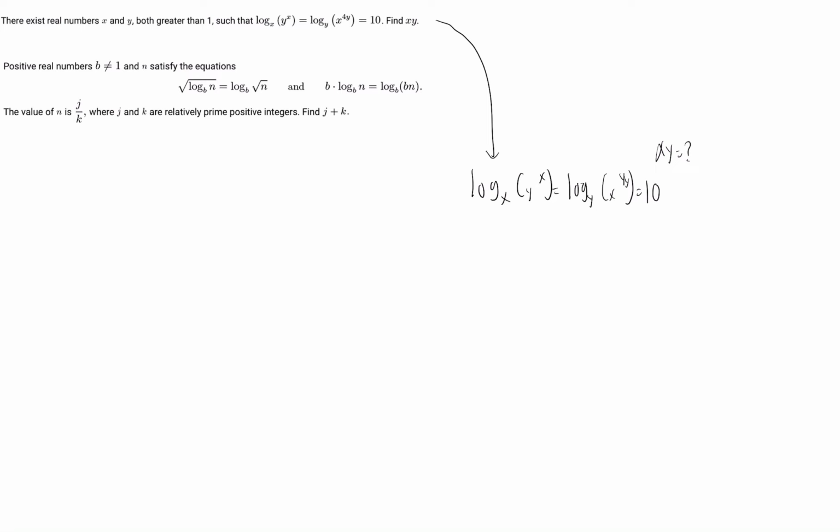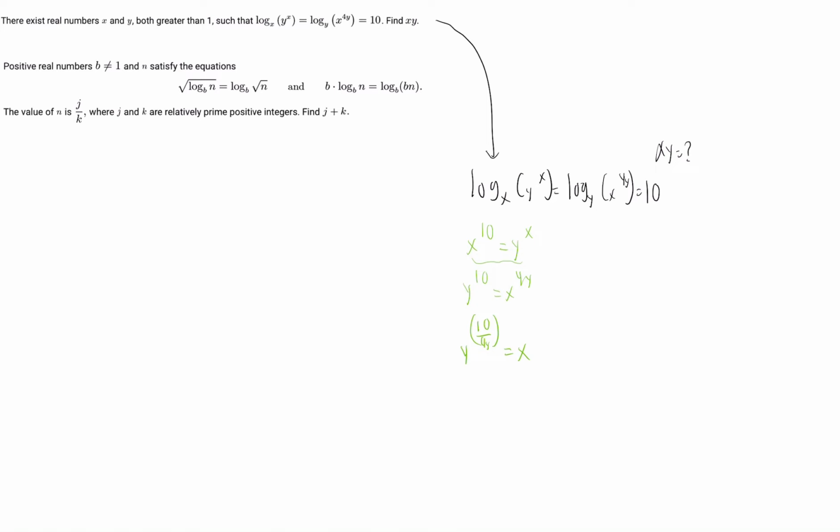Okay. So let's expand this out. Using the property of the logarithms, x to the power of 10 is y to the power of x, and y to the power of 10 is x to the power of 4y. Okay, now we want to isolate one of these variables. Well, we know that y to the power of 10 is equal to x to the power of 4y. So if we divide the exponents on both sides by 4y, we know that y to the power of 10 over 4y is equal to x.